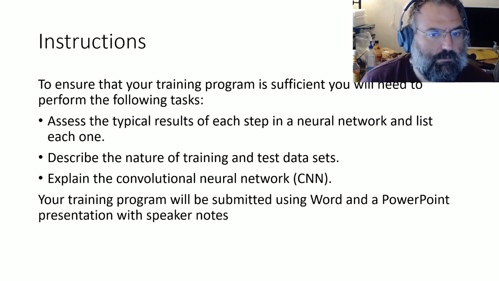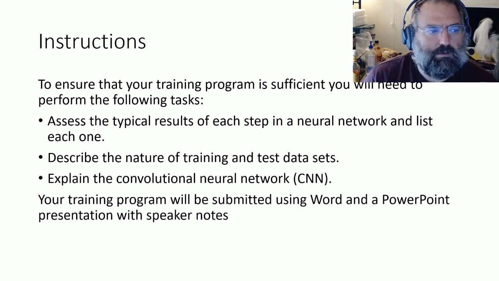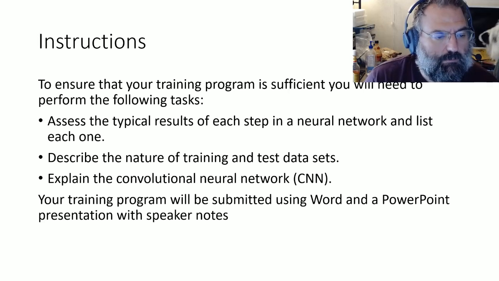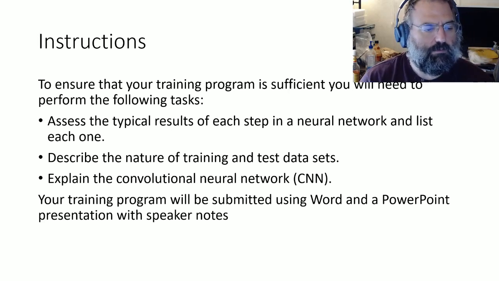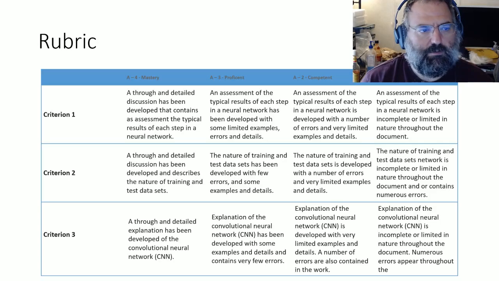So the thing that you're asked to do is assess the typical results of each step in a neural network and list each one, describe the nature of training and test data sets, and then explain what is a convolutional neural network. Basically you're going to submit Word and PowerPoint presentations. So the basic idea is you create the Word document first and then harvest from it to summarize to do your PowerPoints. That's probably what I would do.